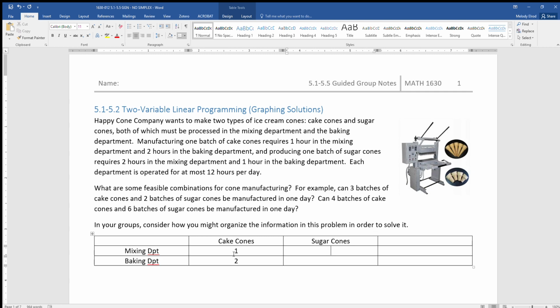Sugar cones was the opposite. So producing 1 batch of sugar cones is 2 hours in the mixing department, 1 hour in the baking department. So we've got the opposite happening here.